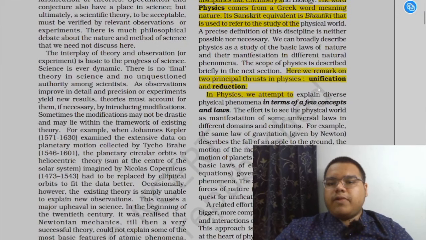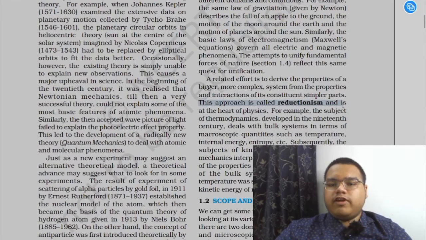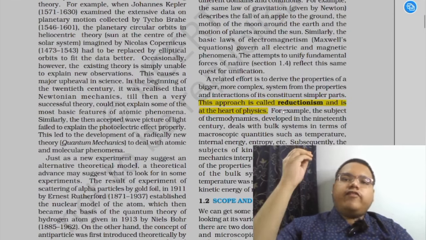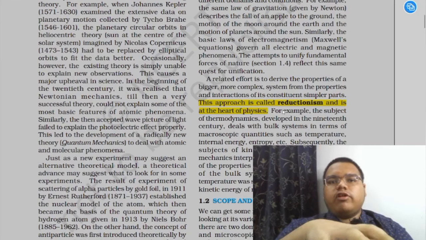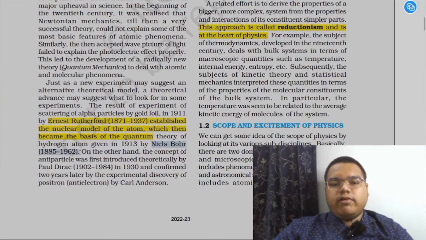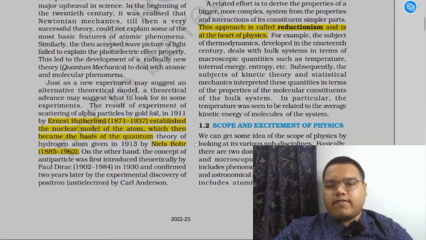Now this part is important as it talks about unification and reduction. This approach of reductionism is the heart of physics, chemistry, and biology. In biology, you will study an approach called reductionist biology. So here you can see an introduction of Ernest Rutherford, which you will study in class 12. The Bohr model you will also study in class 12 physics and class 11 chemistry.